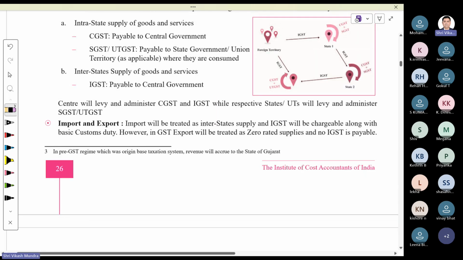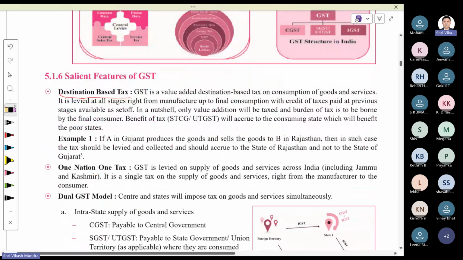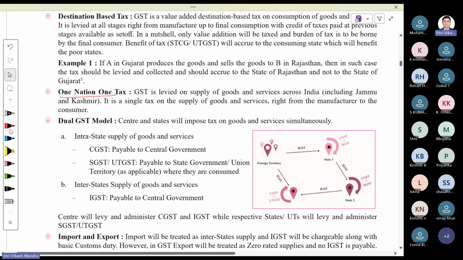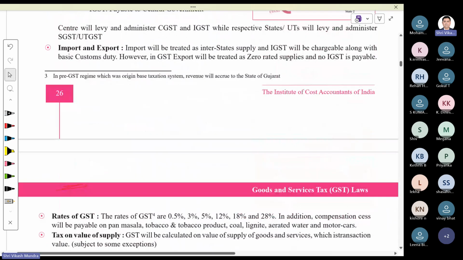This is the major features of our GST mechanism, that is the destination based tax. After that, one nation, one tax, we already considered. Dual model of GST: in India, we are supposed to apply a dual model of GST, that is on the basis of the nature of transaction, whether it is an interstate or an intra-state transaction. Loosely, you may term it as interstate and intra-state.